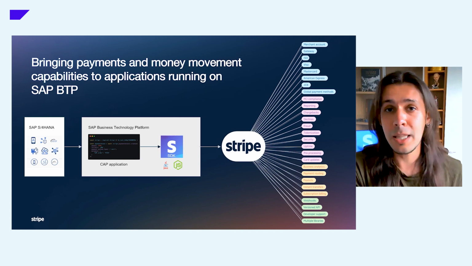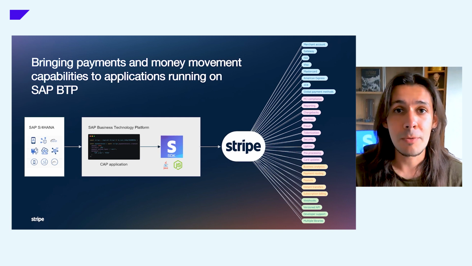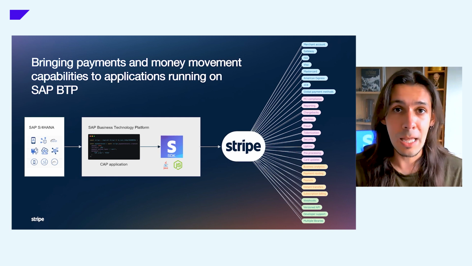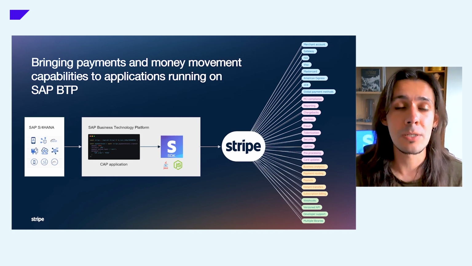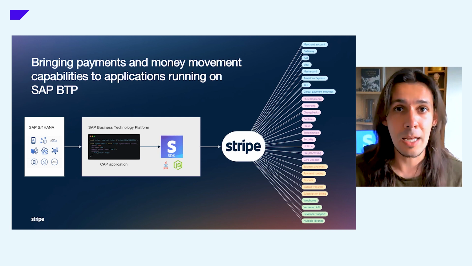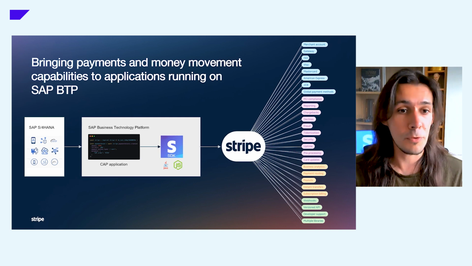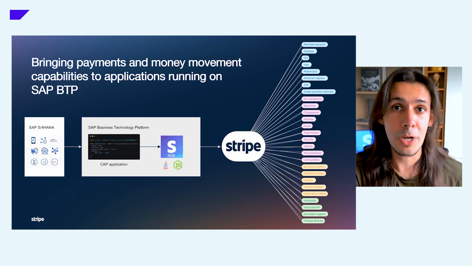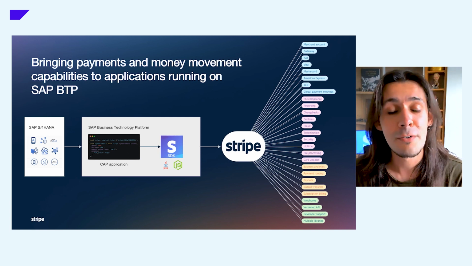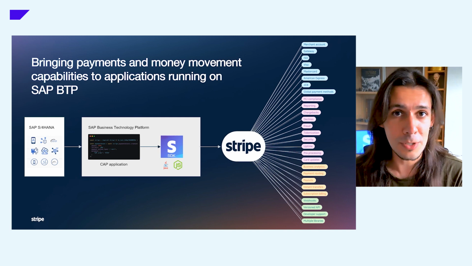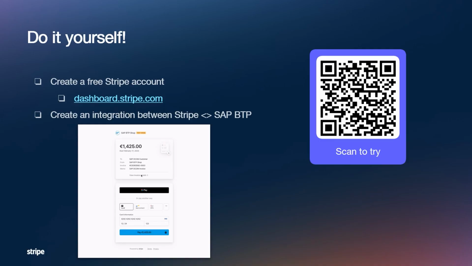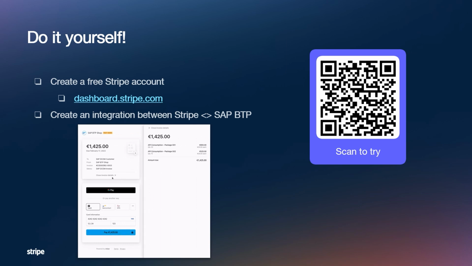We put together with the Business Technology Platform adoption team a reference architecture that Urvi just mentioned, and that will allow you to build your integrations on top of BTP, leveraging a stack that you are very familiar with. So for example, using the Cloud Application Programming Model and one of the SDKs from Stripe, like the Java or the Node.js one. And that's the invitation I make to all of you. You can go today to dashboard.stripe.com and create your free account and start exploring the full-fledged capabilities that Stripe has.